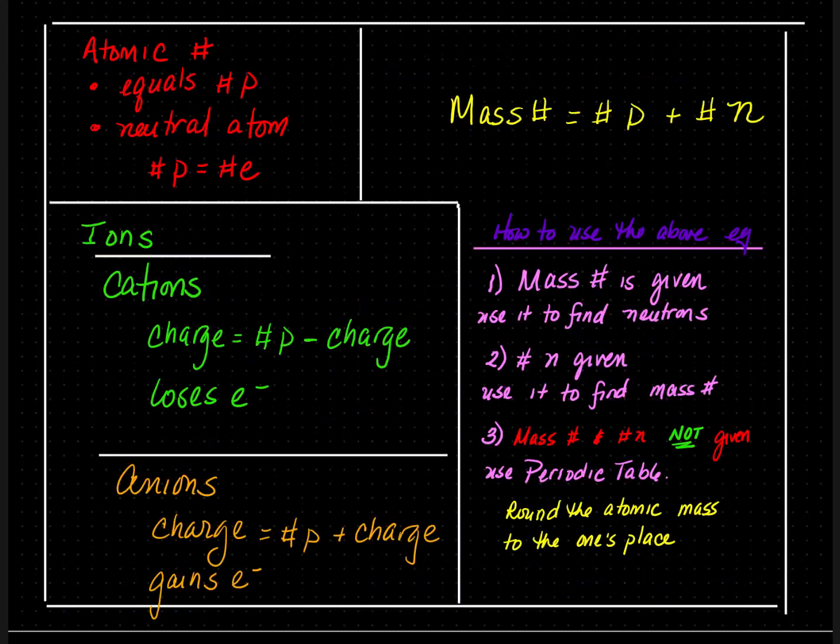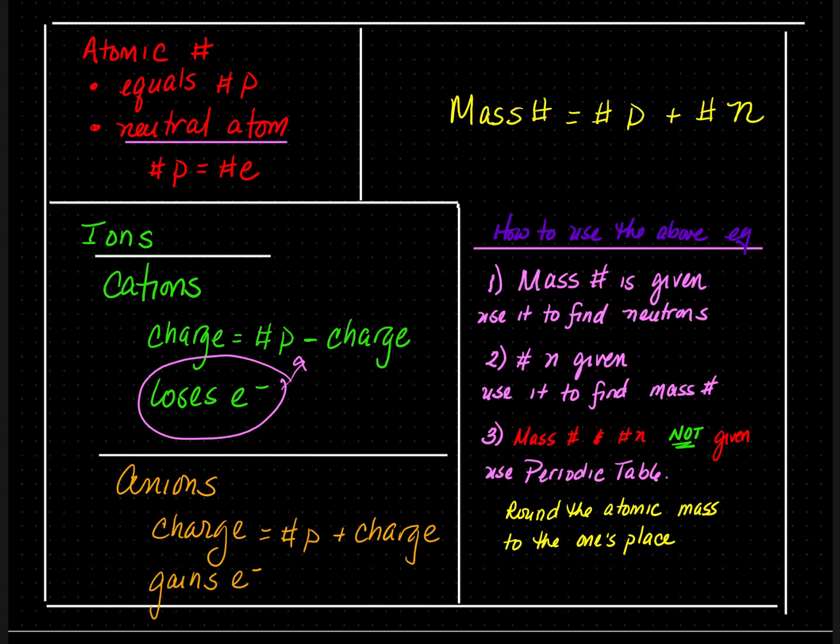If you are struggling on how to calculate the protons, electrons, and neutrons, these equations might help you. Remember, atomic number is equal to the number of protons. It is also equal to the number of electrons for neutral atoms. There are 2 types of ions, cations. To find the charge of a cation, it is the number of protons minus the charge. The reason it is minus the charge is it loses electrons, so minus.